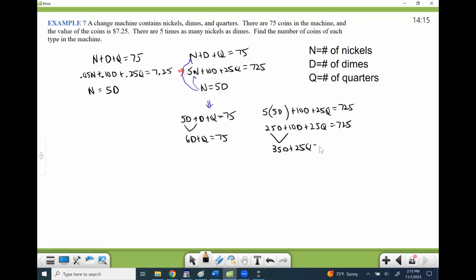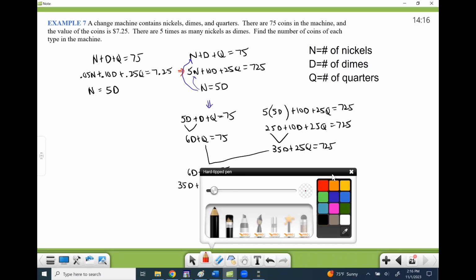So what we've done is we've taken it from a system of 3 down to a system of 2. So now we're going to put these two equations together. So we got 6D plus Q equals 75, 35D plus 25Q equals 725.